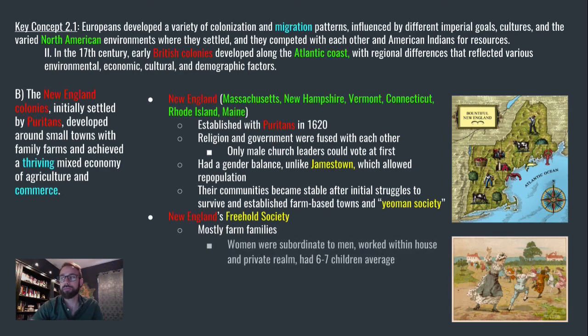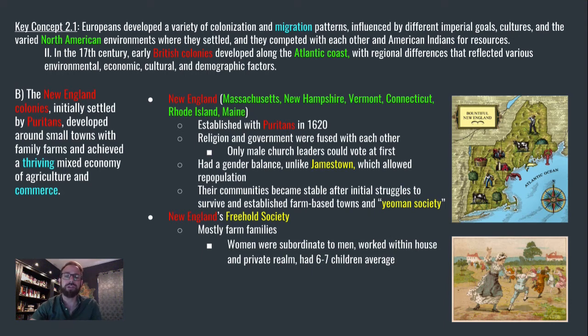Okay, social structure here, women were viewed as subordinate to men. The women's jobs were within the house in the private realm, and they had a lot of children. When it was dealing with the public realm, like government, like trade, that was the man's area. So these very traditional outlook on gender relations.